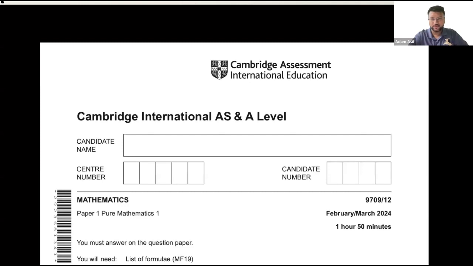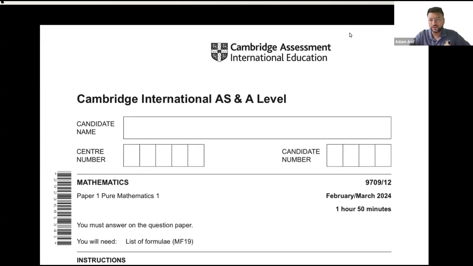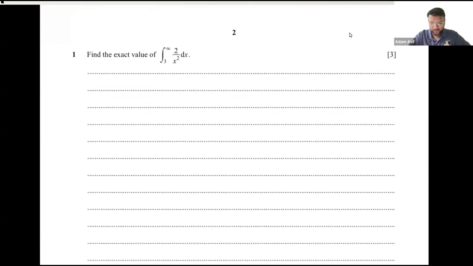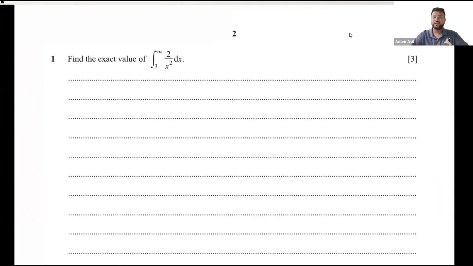First of all, we are starting in the reverse order. I'm going to be solving Feb March 2024 first. Okay, so the first question is on improper integral.